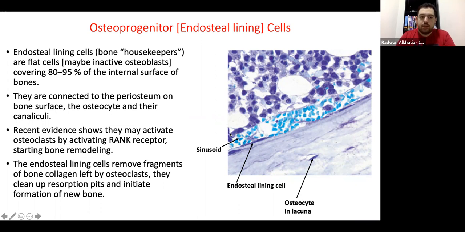These cells are not really important. They have two main functions. They remove the fragmented or the damaged parts of the bones that the osteoclast has destroyed. Okay, and then they are also important in the initiation of bone formation. So we said that the osteocytes are important in that process, and now we're saying also that the osteoprogenitor or the endosteal cells are also important in the building process of the new bones.